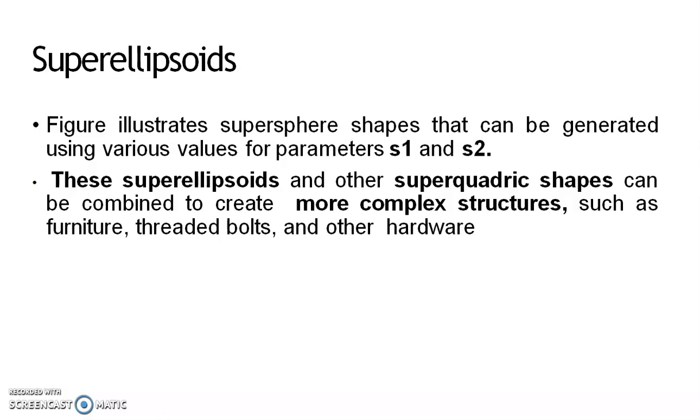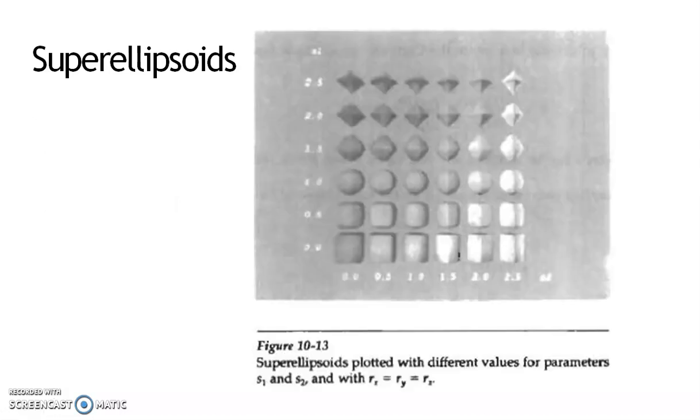The figure illustrates the super sphere shapes that can be generated using various values of parameters s1 and s2. We can put various values for s1 and s2. These super ellipsoids and other superquadric shapes can be combined to create more complex structures such as furniture, threaded balls, and other hardware.